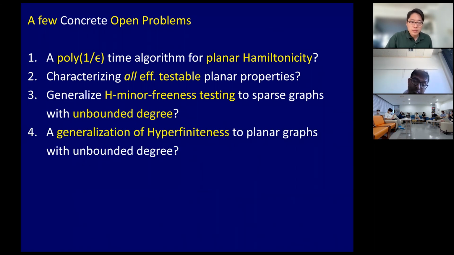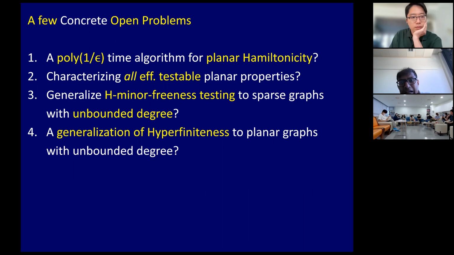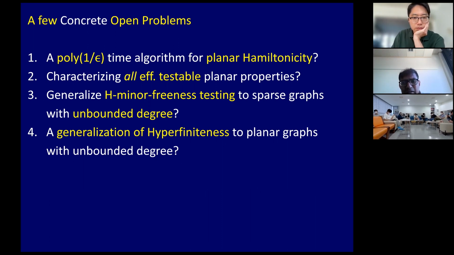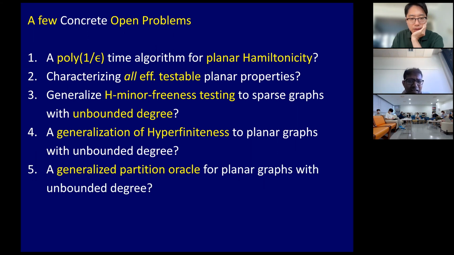Then we would be curious to see if we can give something back to structural graph theory. If your graph has unbounded degree, for example, take the star, it does not admit any hyperfinite decomposition. It's an unbounded degree planar graph. So it would be nice to define some appropriate notion of decomposition, some appropriate notion of hyperfiniteness, which is meaningful even for unbounded degree planar graphs. It would also be curious to see if you can have a partition oracle for unbounded degree planar graphs as well.